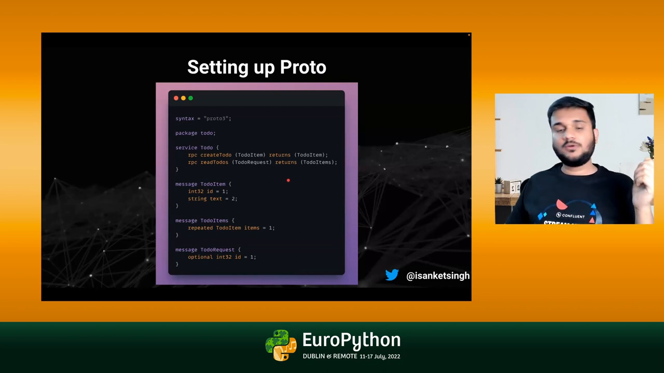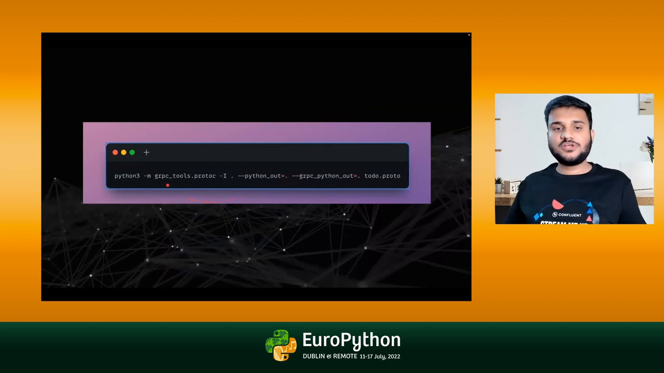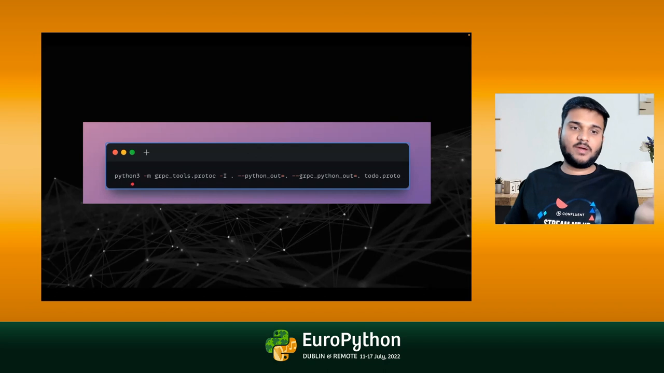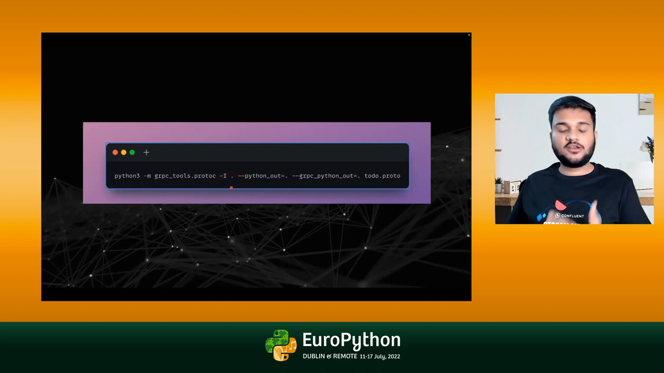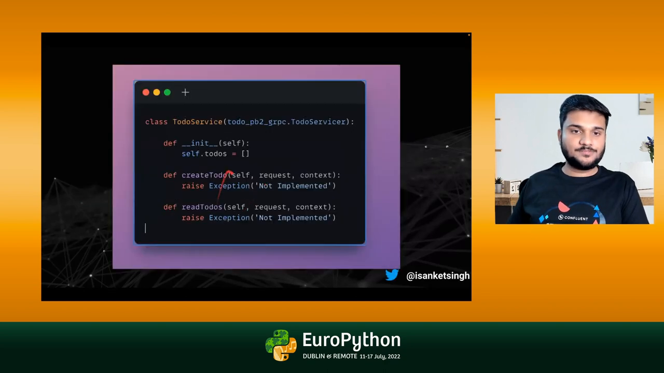Once you have set up the proto, you can use the code generators. For every language, you will be having dedicated code generators. So for Python, you can install the gRPC tools. And there we have the Proto-C compiler, which is going to help you to generate the code that is going to be compatible for Python, right? And what you can do is you can just start implementing your RPC. So here you can see, we are going to implement the create to-do and read to-do RPC.